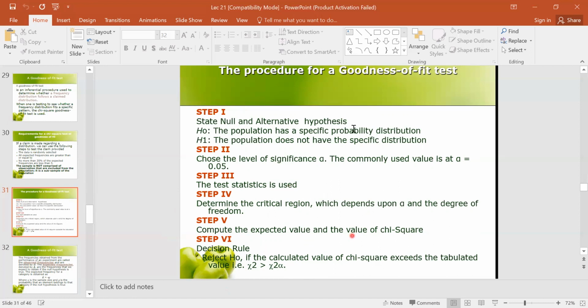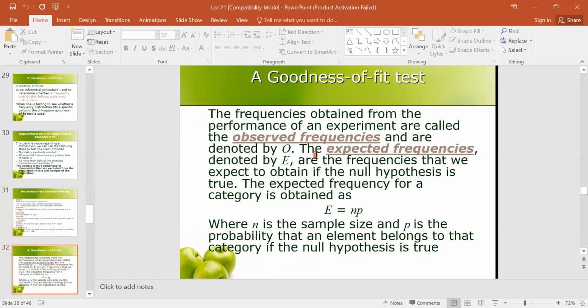Here you can see the steps are the same as the test of independence. The only difference is in the hypothesis: here we have that the population has a specific probability distribution, whereas in the chi-square test of independence, we have that the two categories are associated, that there is an association between two variables, or that our two variables are independent. Here we have the assumption about the population distribution, the probability distribution.